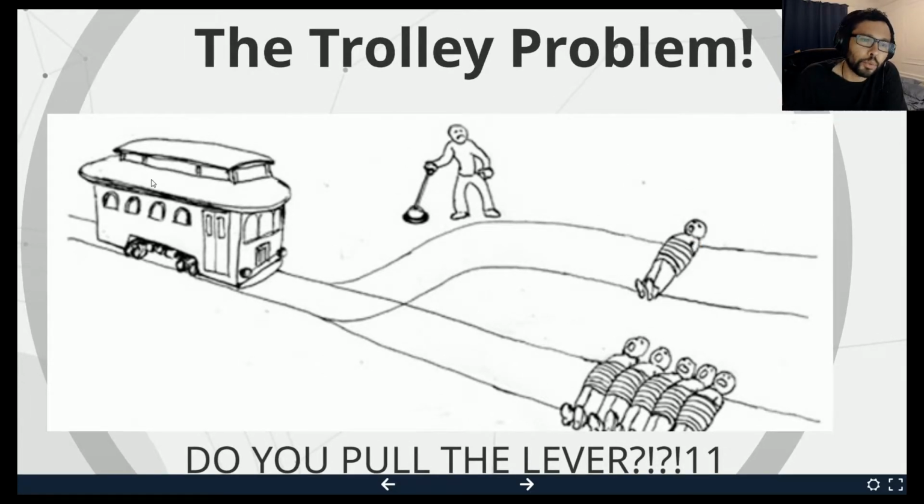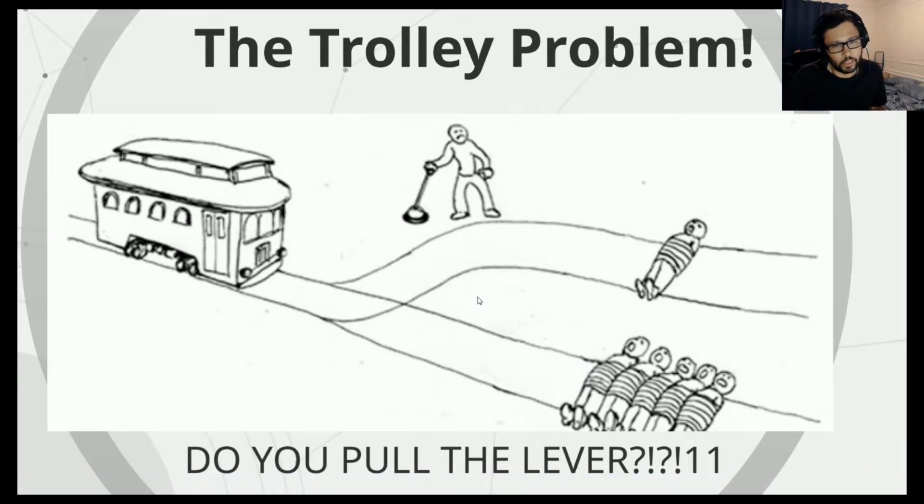If you don't pull the lever, the trolley will kill 5 people. If you do pull the lever, it'll kill a different person. It'll kill one person who wouldn't have been killed otherwise. But you save the lives of these 5 people. They go unharmed. So the question is, do you pull the lever? A utilitarian is going to say, well, yes, you should pull the lever, because the question here is 5 lives versus 1 life.